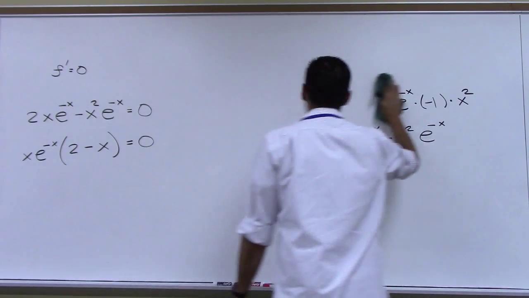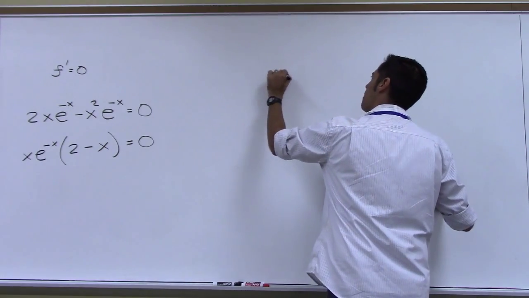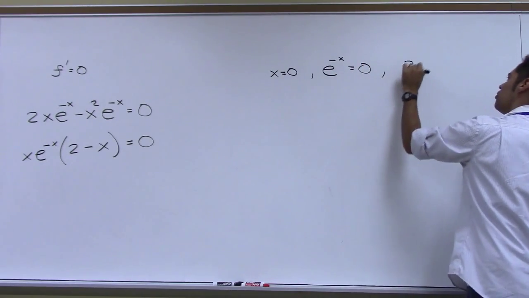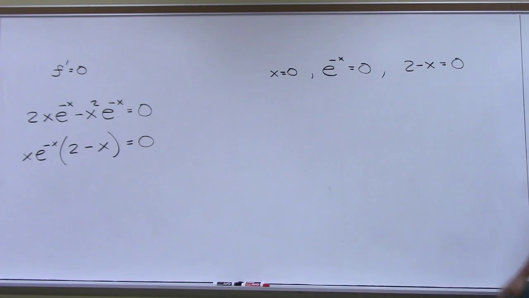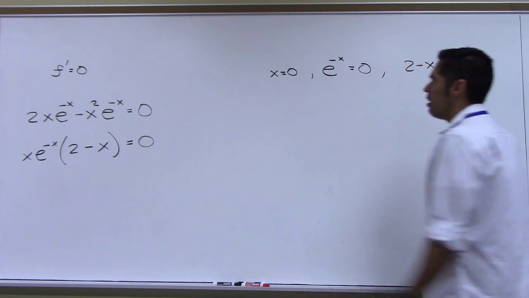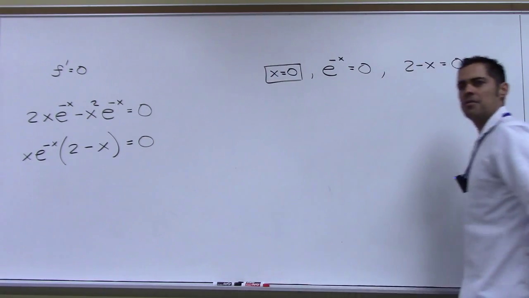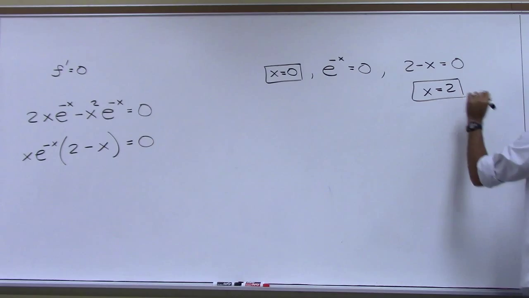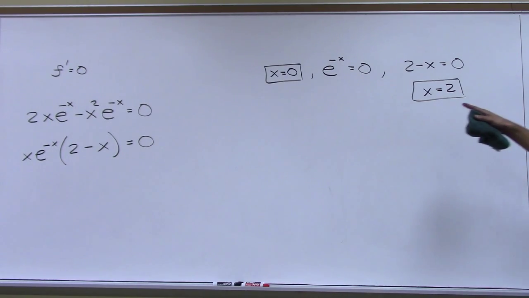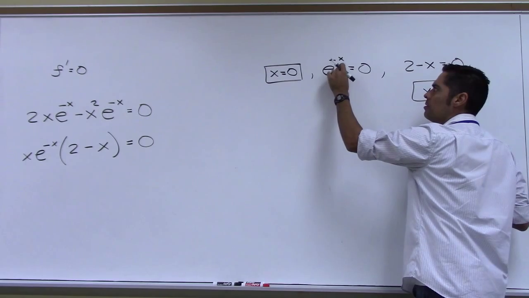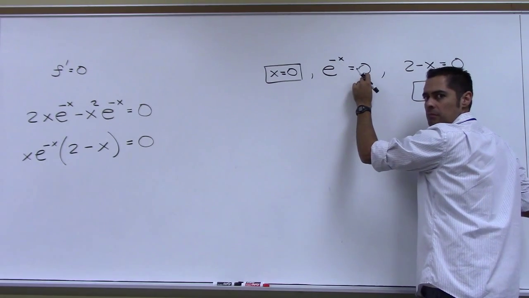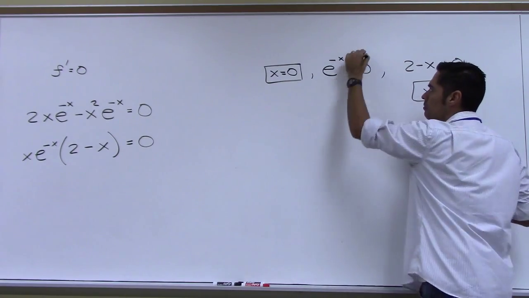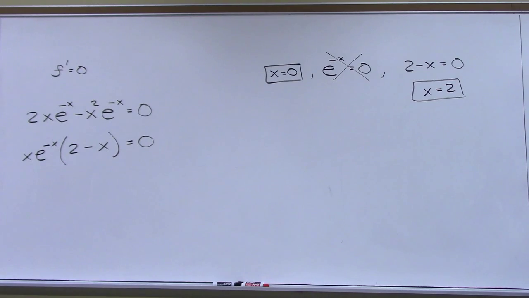So I'm going to set x equal to 0. I'm going to set e to the negative x equal to 0. And I'm going to set 2 minus x equal to 0. All three factors. So this answer is trivial, I just box it up. This answer is trivial, I just move things around. That'll never be, right? E to any power can never be 0. Yes? So I have two critical numbers.